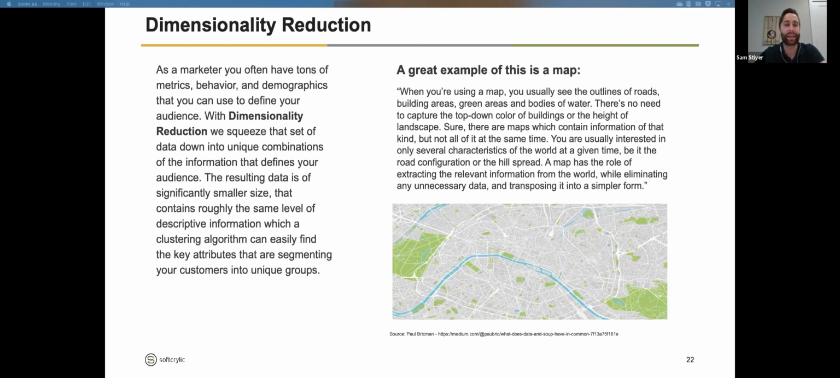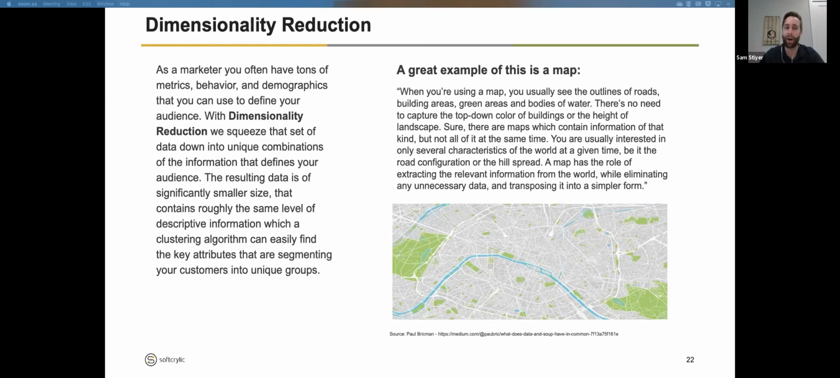You don't necessarily need the elevation or the color of the buildings or what type of walking paths are there if you're in a car. You're just worried about how you can get from point A to point B in your car. And that's what dimensionality reduction is doing with your data for your customers. It's boiling it down to just the information the algorithm needs to separate them out into different audiences. And this has all sorts of different advantages.